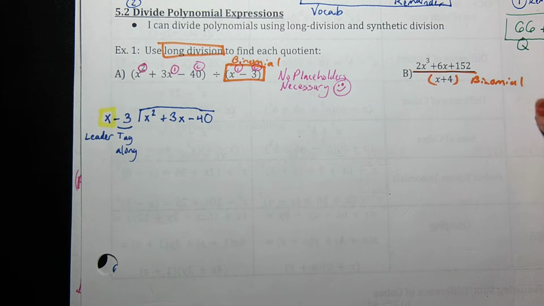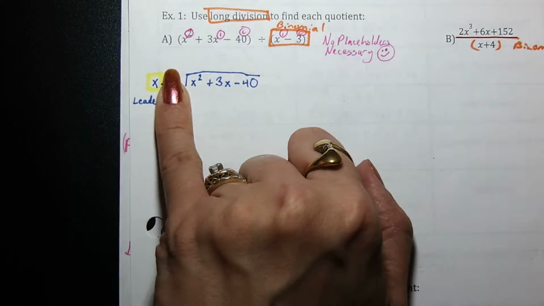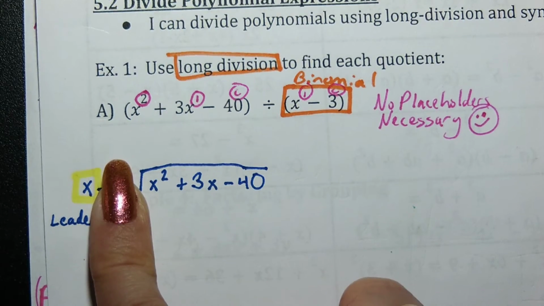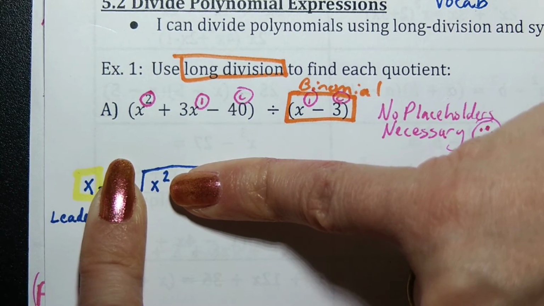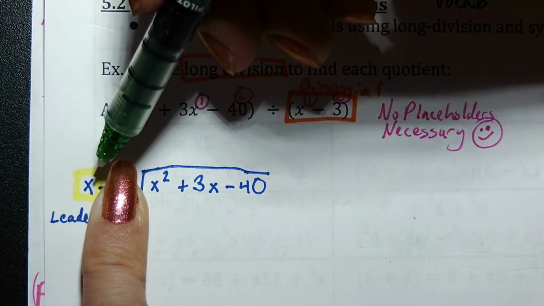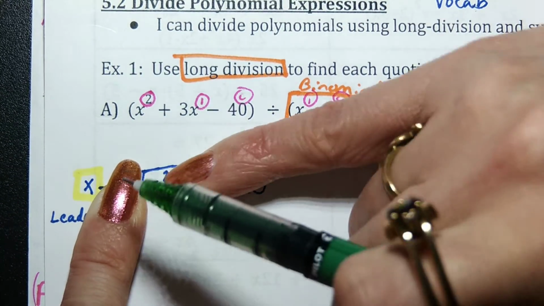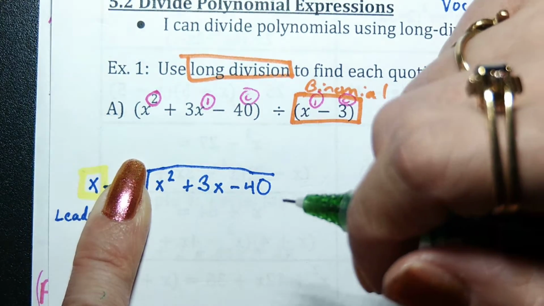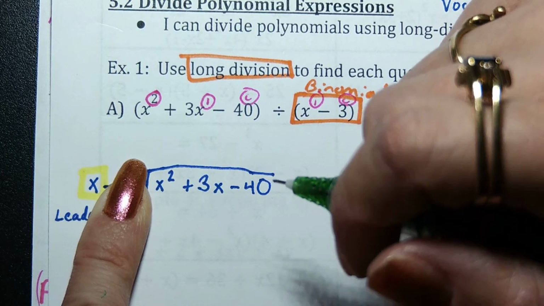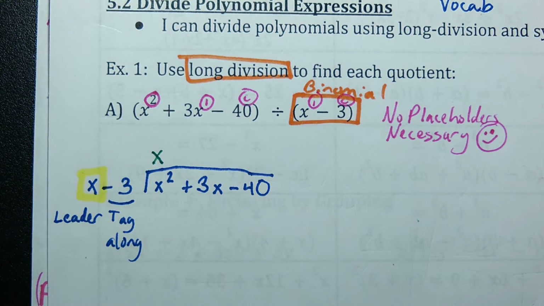So when I decide what goes on the dividing house, we are only going to be looking at the leader term. So I'm going to cover up the tag-along term. And I'm actually going to cover up everything but the first term in the polynomial. So I'm comparing this leader term with that leader term. And the question we want to ask is, x times what on the dividing house will give me x squared? X. So x times x will give me x squared.